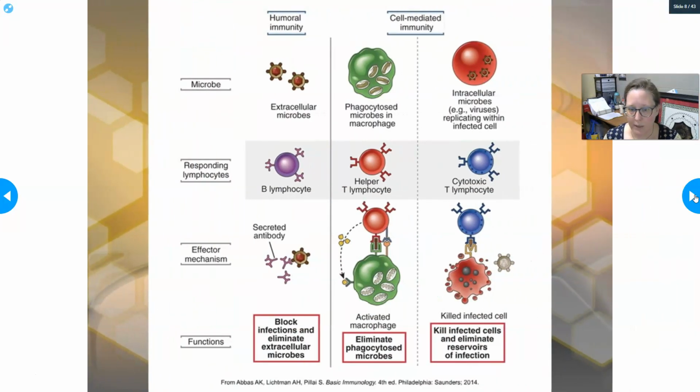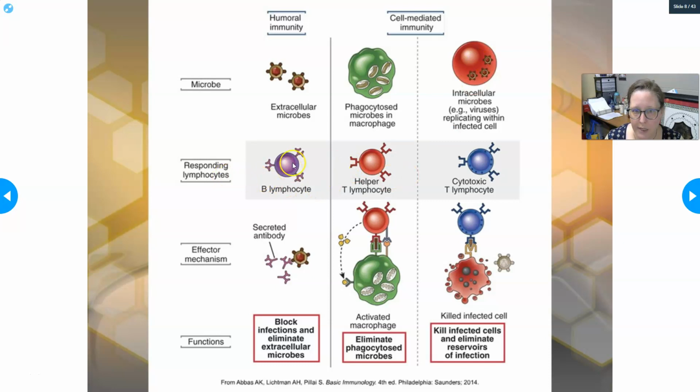I like this little diagram because it does a really good job of comparing and contrasting humoral immunity versus cell-mediated. So for humoral immunity, the microbes are going to be extracellular, whereas with cell-mediated, they are intracellular. So they can be either phagocytosed microbes in a macrophage or intracellular microbes like viruses that are replicating within an infected cell, not specifically skin, it could be any kind of cell, but a body cell that's hosting them.